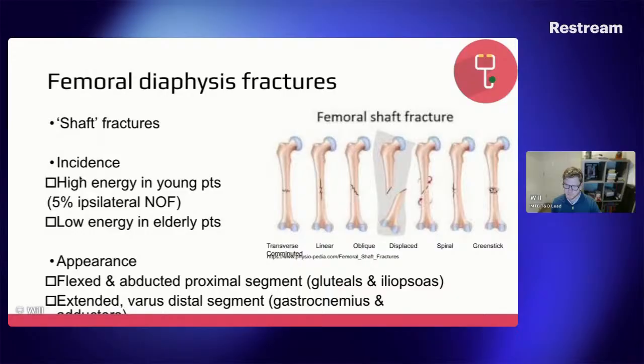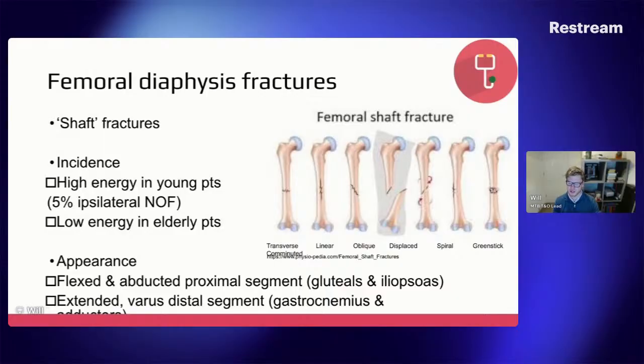Important things to know is that there's a bimodal distribution of patients that suffer femoral diaphysis fractures. In young patients, it's commonly associated with high energy impact, so things like motor vehicle accidents, falls from large height. And 5% of these, about 1 in 20, will have a hip fracture on the same side due to the excessive force that has caused the injury.